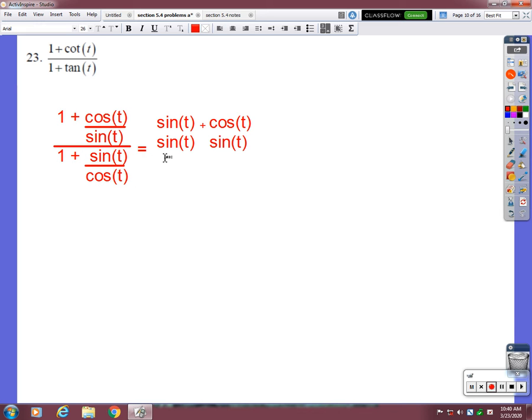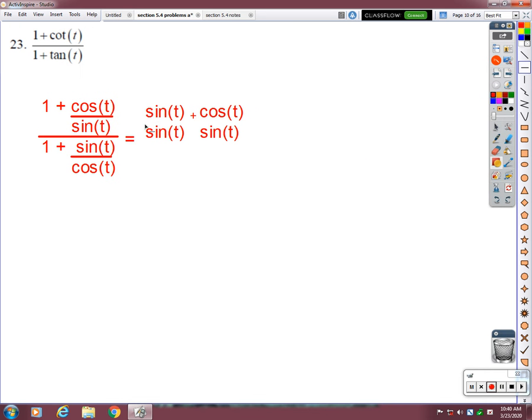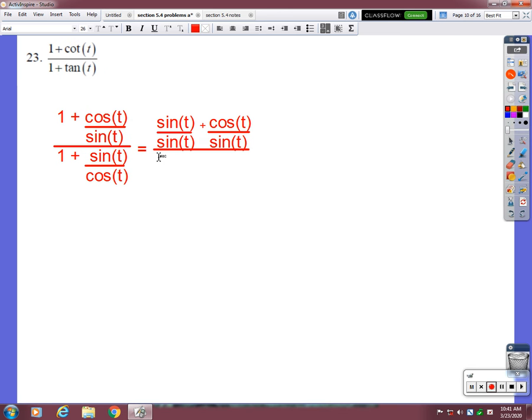Alright, so that means then that these are two separate fractions, but they now have a common denominator. This is all over, and I'm going to get a common denominator down here. Make this 1 is going to turn into cosine over cosine. And the top is going to stay, I'll get a plus in there, top is going to stay as sine over cosine.